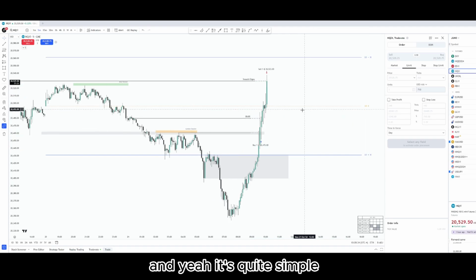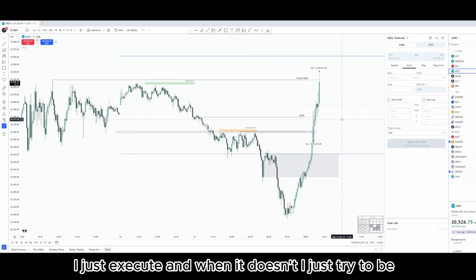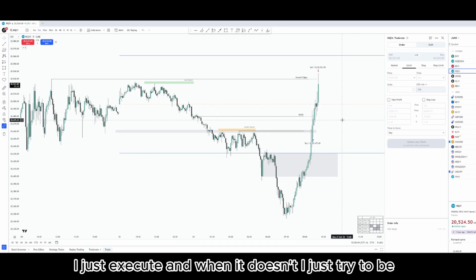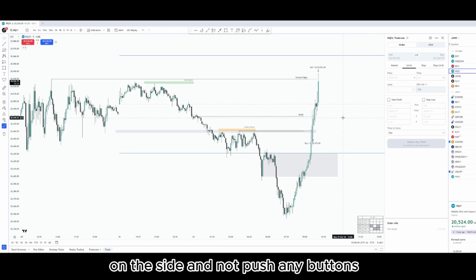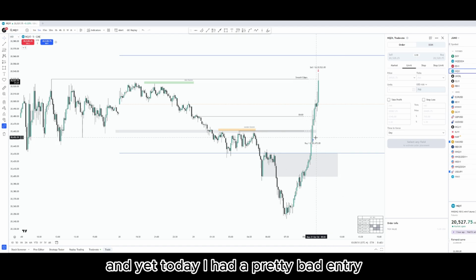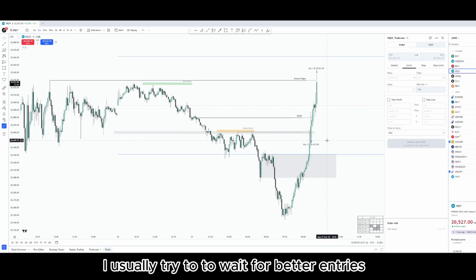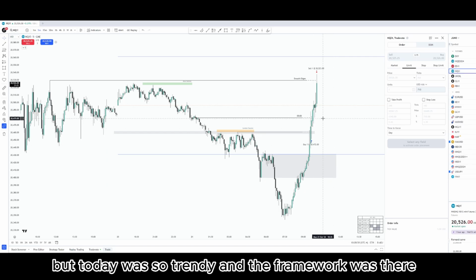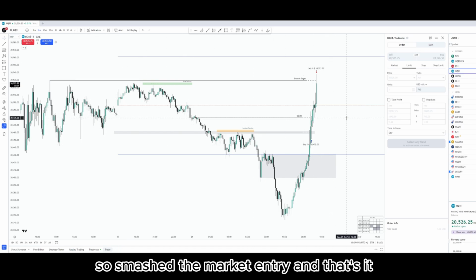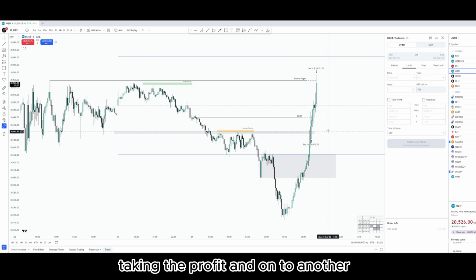It's quite simple. I just do this every day. When it aligns, I just execute, and when it doesn't, I just try to be on the side and not push any buttons. Today I had a pretty bad entry. I usually try to wait for better entries, but today it was so trendy and the framework was there, so I smashed the market entry, and that's it. Taking the profit and on to another thing.